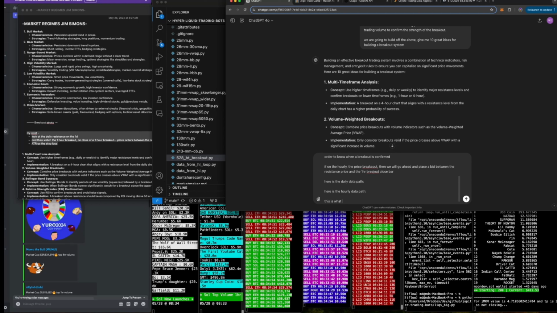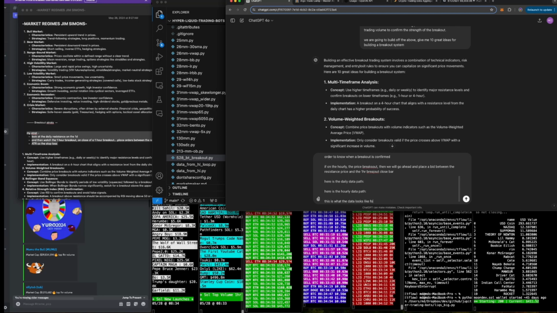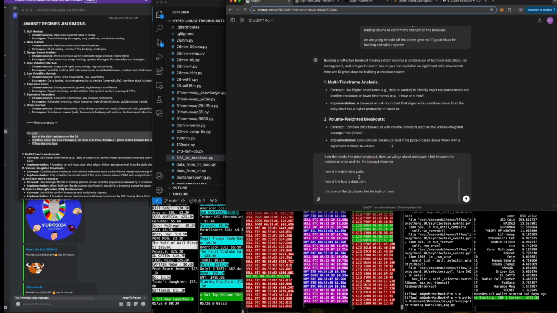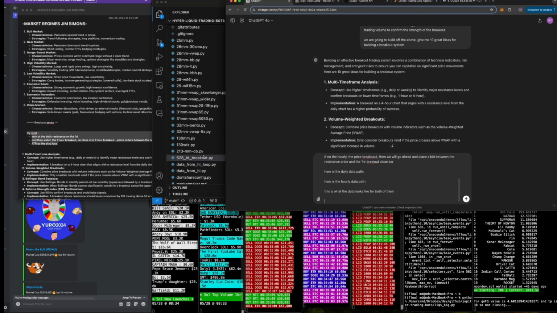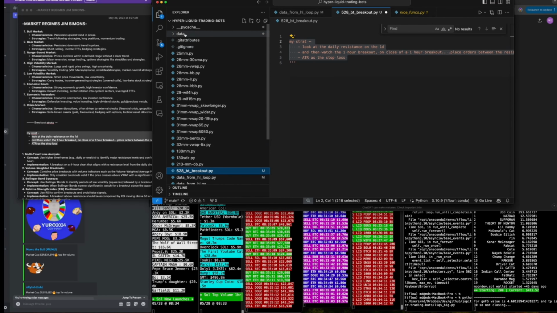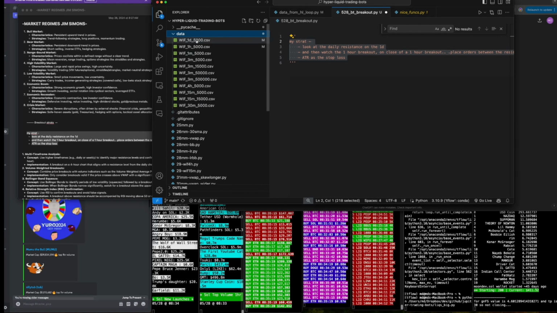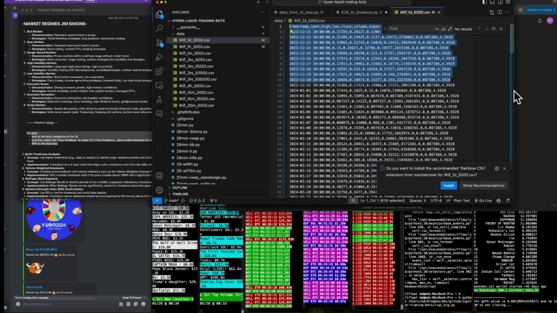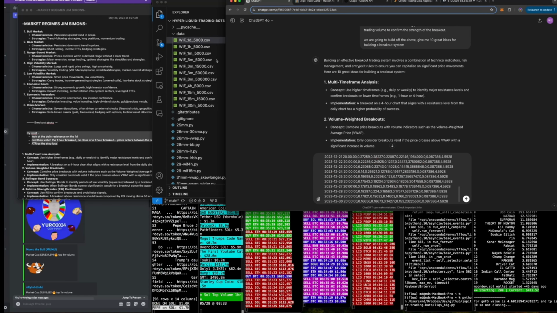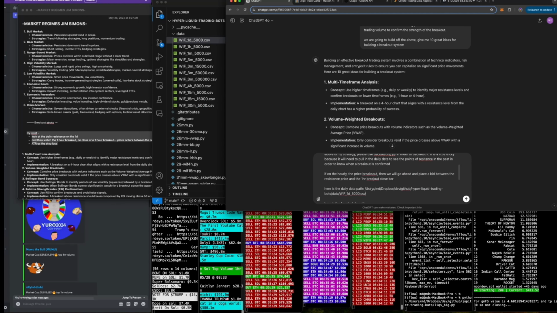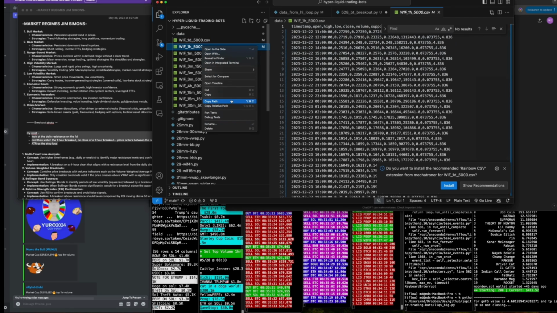This is what the data looks like for both of them. Okay. Let's go get the data for both of them. Breakout. Okay. Data. What data did we get? We got the 15 minute. No. The 1 hour. Yes. We got the 1 hour and the 1 day. So this is what it looks like. Okay. This is the daily path. Okay. Copy path. Okay. This is the hourly path. Copy path.